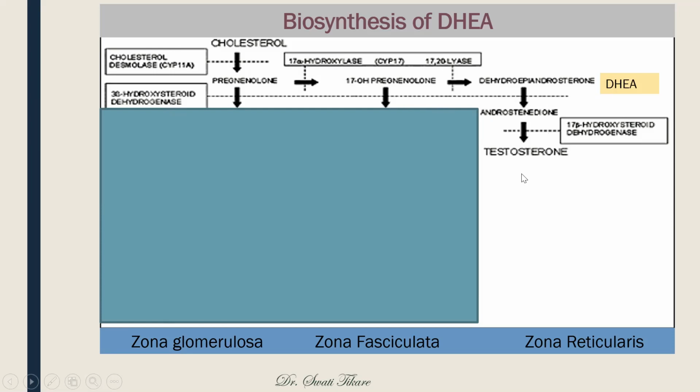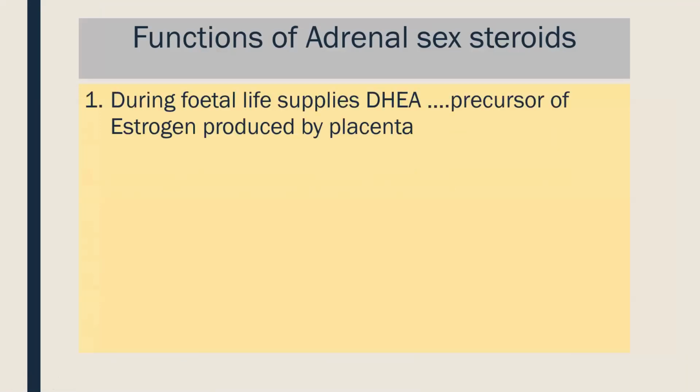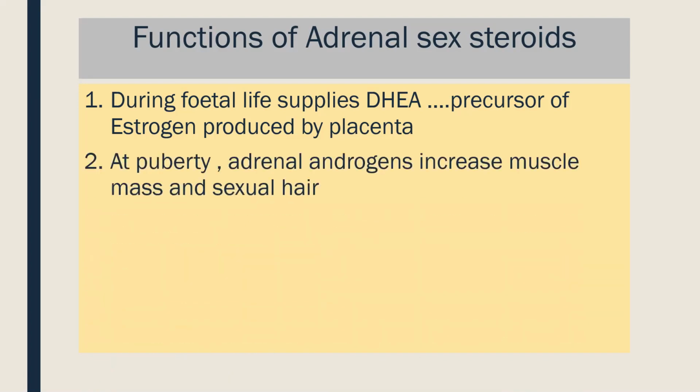DHEA. Coming to the functions of adrenal sex steroids, the major function is in fetal life. During fetal life, as I have already told you, the adrenal glands are as big as the kidney in the fetus, and they produce predominantly this DHEA, and this acts as a precursor. They move to the placenta, and in the placenta, estrogen and progesterone are formed. This estrogen and progesterone is essential, and it maintains the pregnancy. So this whole thing is called the fetoplacental unit, and they are responsible for the maintenance of pregnancy in the fetal life. The adrenal steroid.